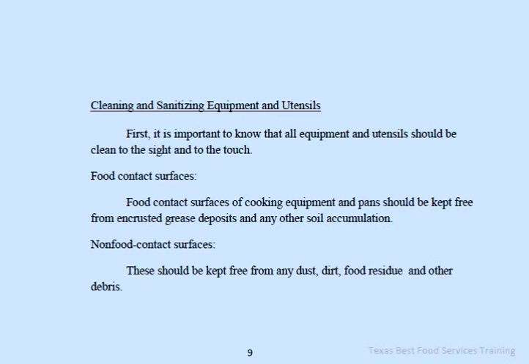Cleaning and sanitizing equipment and utensils. First, it is important to know that all equipment and utensils should be clean to the sight and to the touch. Food contact surfaces. Food contact surfaces of cooking equipment and pans should be kept free from encrusted grease deposits and any other soil accumulation. Non-food contact surfaces. These should be kept free from any dust, dirt, food residue, and other debris.